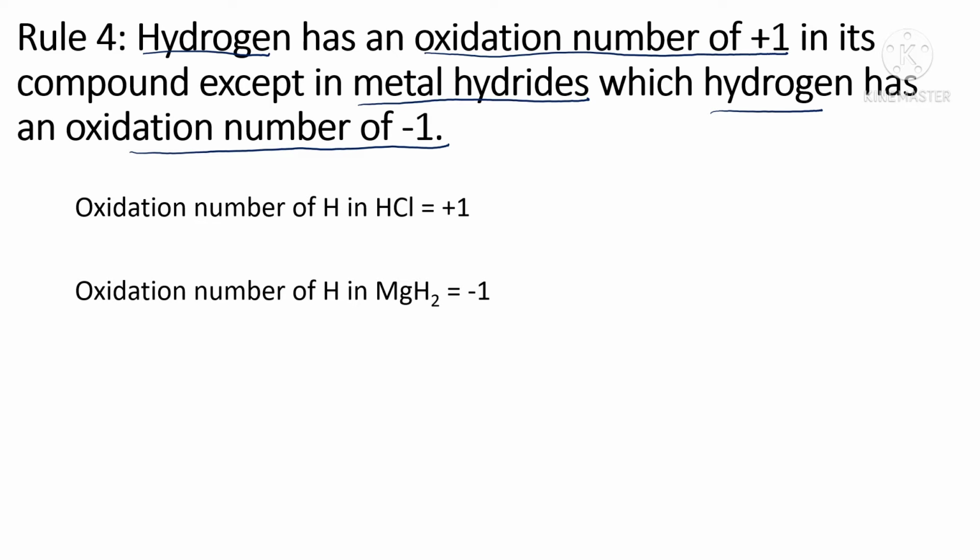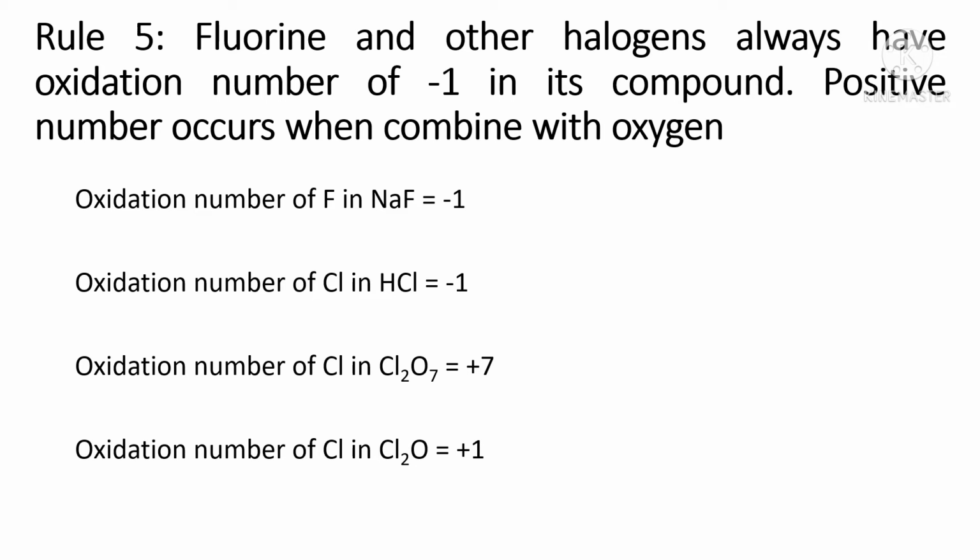So for example, the oxidation number for hydrogen in hydrogen chloride is equal to +1. However, in magnesium hydride, the oxidation number for hydrogen is equal to -1 because in magnesium hydride, the hydrogen is combined with a metal, magnesium, therefore it forms a metal hydride where the hydrogen will have the oxidation state of -1.